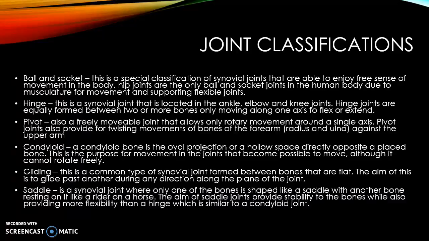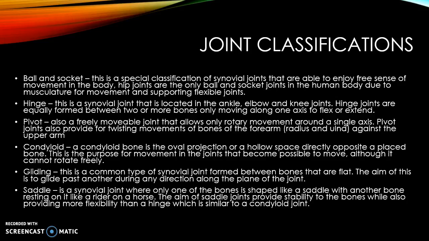Hinge joints are equally formed between 2 or more bones, only moving along one axis to flex or extend. The pivot joint is also a freely movable joint that allows only rotary movement around a single axis. So the pivot joint provides a twisting movement of bones within the forearm, which is the radius and your ulna, against the upper arm. The condyloid joint is an oval projection or a hollow space directly opposite a placed bone, which allows movement within joints, although it cannot rotate freely.